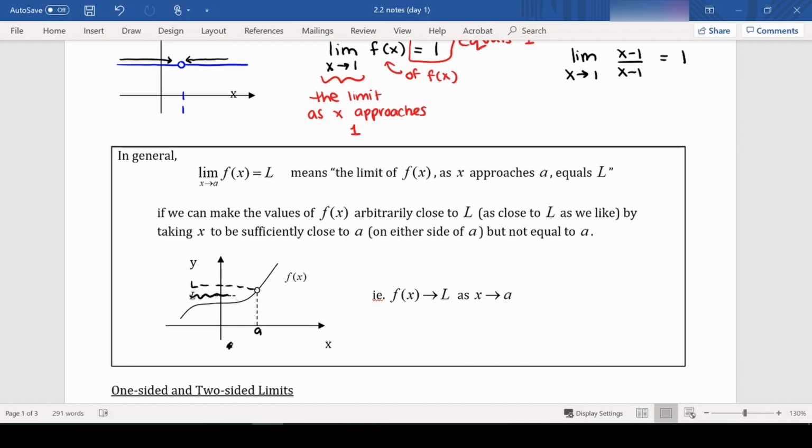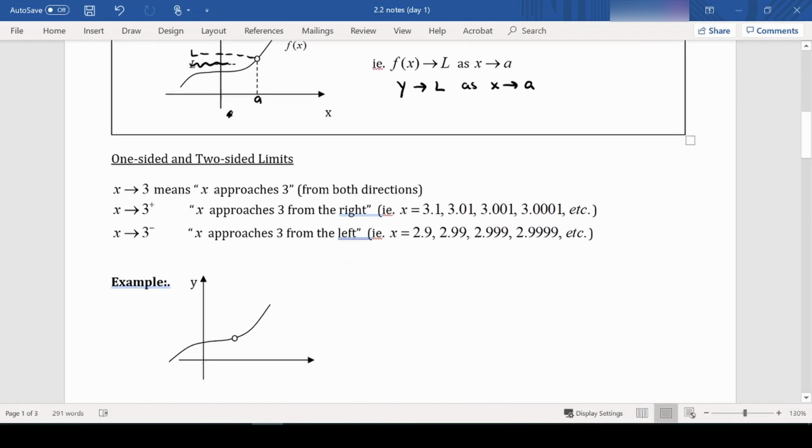And remember that f of x is just a y value. So this is like saying y approaches L as x approaches A. Okay. Now we have something called a one-sided and a two-sided limit. So if we say x is approaching 3, that means we're considering both directions. We have to approach from both sides.